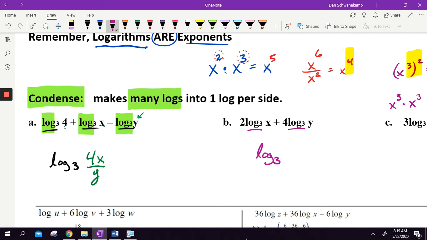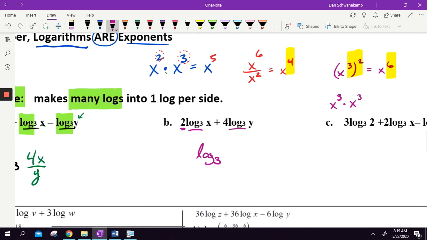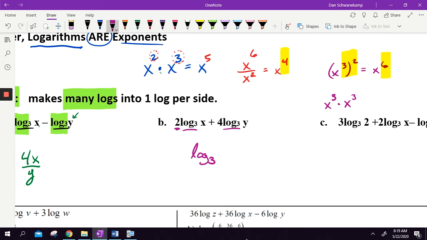Next one, it's 2 log base 3 of x. Well, this one I've got a 2. It's being multiplied. Well, what is the same as two things being multiplied? Being raised to a power. So what I'm going to do with this 2 is this 2 is going to become my power here. So if I've got a number in front, it is the same thing as writing it as x squared.